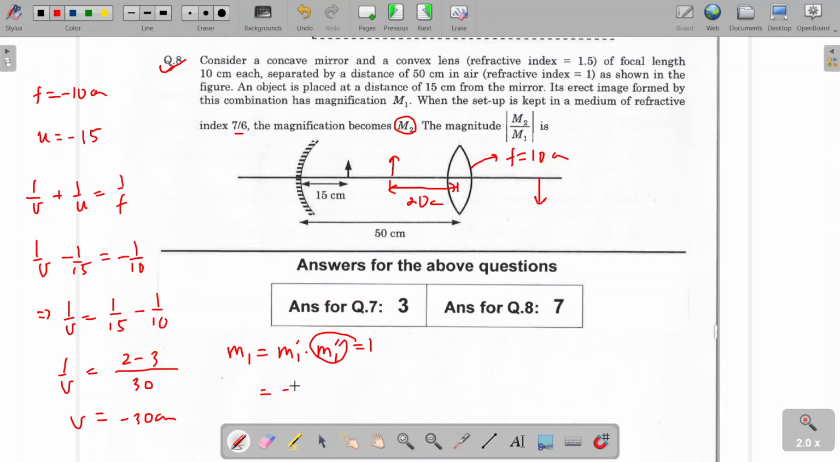So this is simply minus v upon u. So this is minus of 30 divided by minus 15. This value is minus 2. This is the magnification which we have achieved.